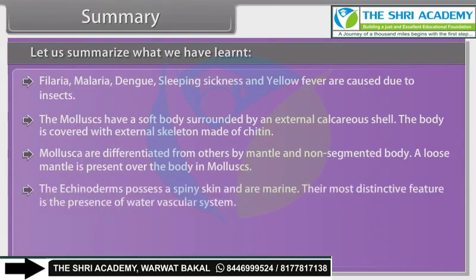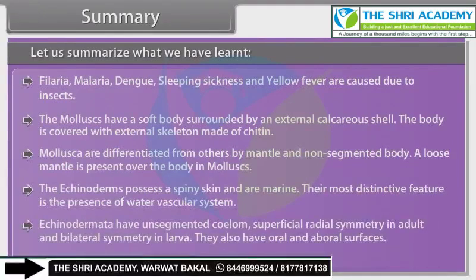The echinoderms possess a spiny skin and are marine. Their most distinctive feature is the presence of water vascular system. Echinodermata have unsegmented coelom, superficial radial symmetry in adult and bilateral symmetry in larva. They also have oral and aboral surfaces.